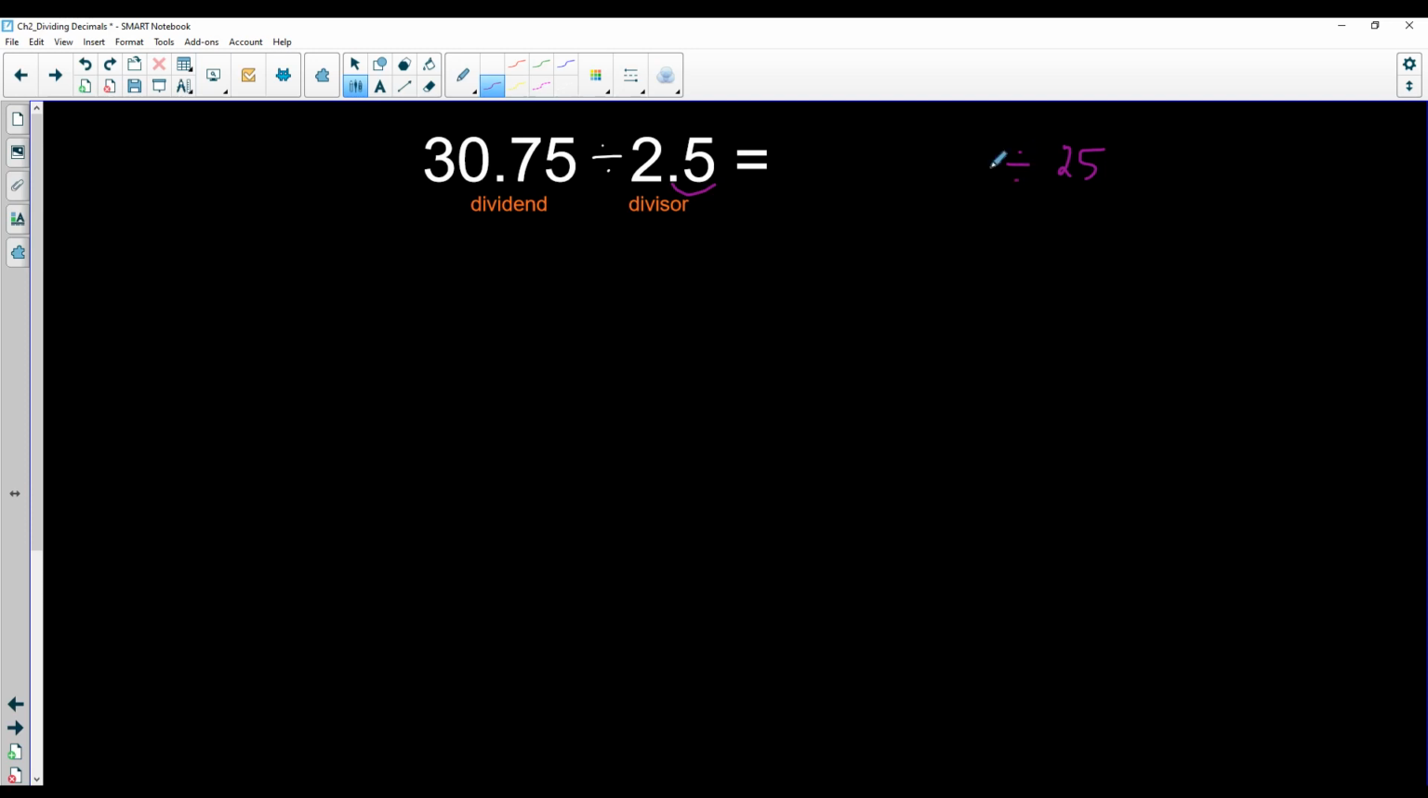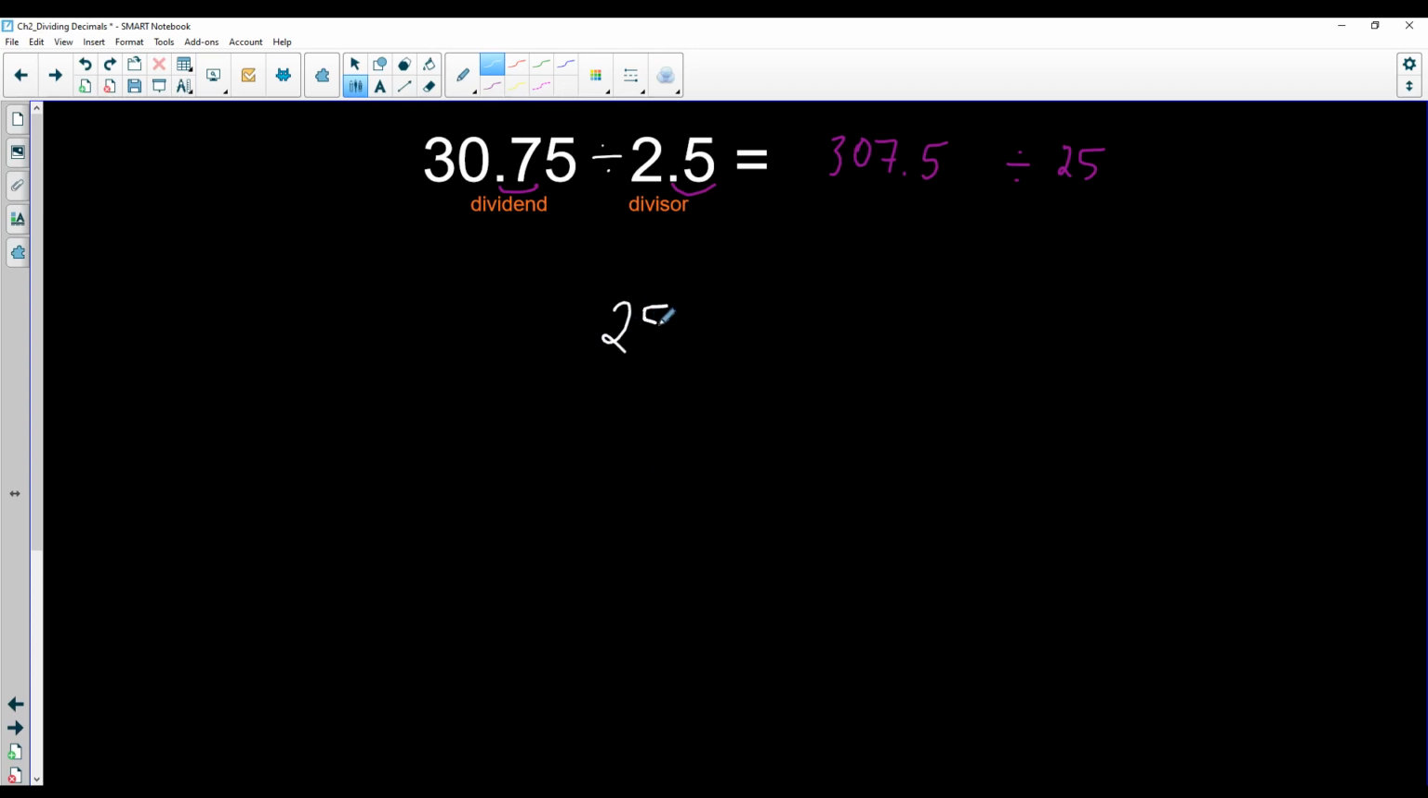Now, we're going to move the same number of decimal places in the dividend. In this case, we're only moving it once, which leaves us with 307.5. It is okay to have a decimal number in the dividend. You just don't want it in the divisor. But it will change how you set up this question in the fishhook method.